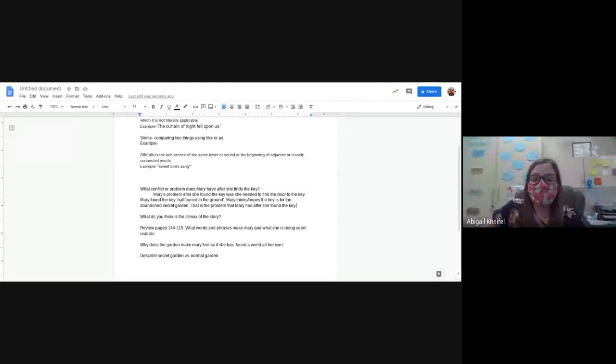What conflict or problem does Mary have after she finds the key? Mary's problem after she found the key was she needed to find the door to the key. Mary found the key half buried in the ground. Mary thinks / hopes the key is for the abandoned secret garden. That is the problem that Mary has after she found the key. What a great answer. I absolutely love it. That was a great job, guys.